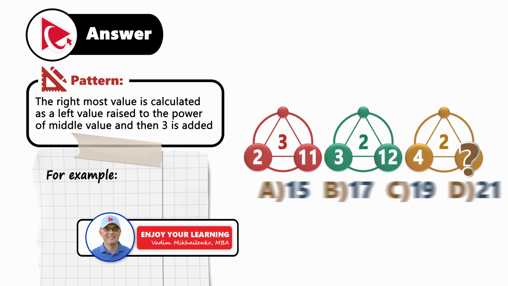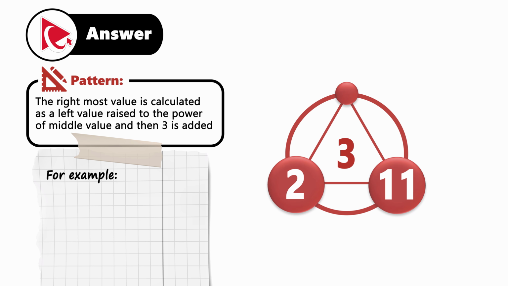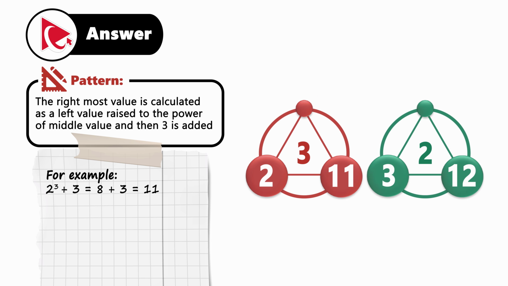For example, let's look at the first shape. The shape has values 2, 3, and 11. 2 to the power of 3 plus 3 equals 8 plus 3 and equals 11. Let's look at the second example. 3 to the power of 2 plus 3 equals 9 plus 3 and equals 12.